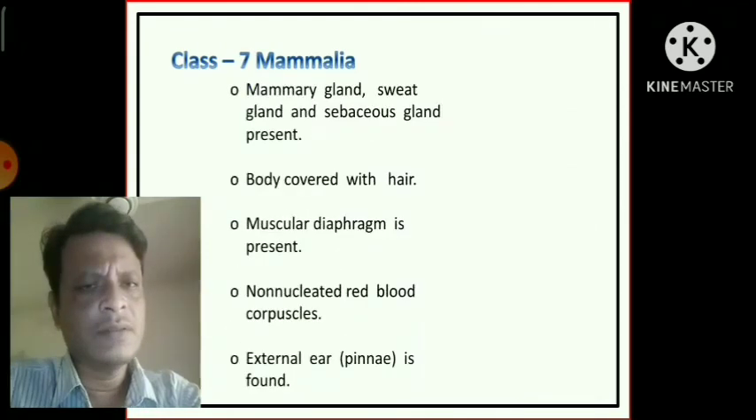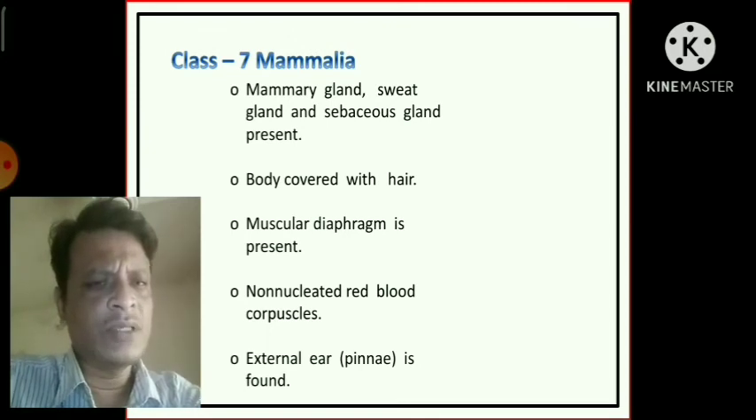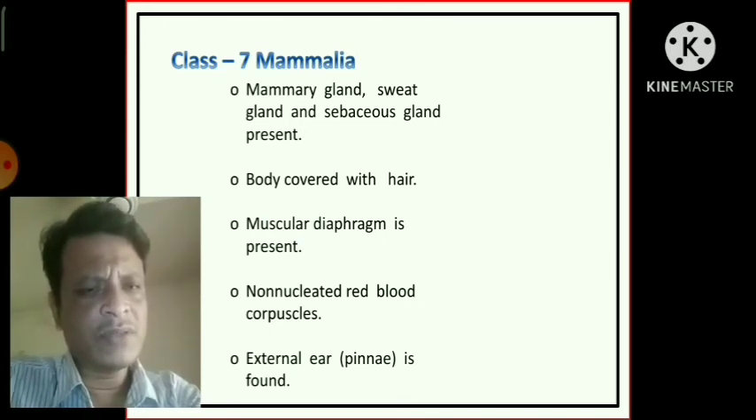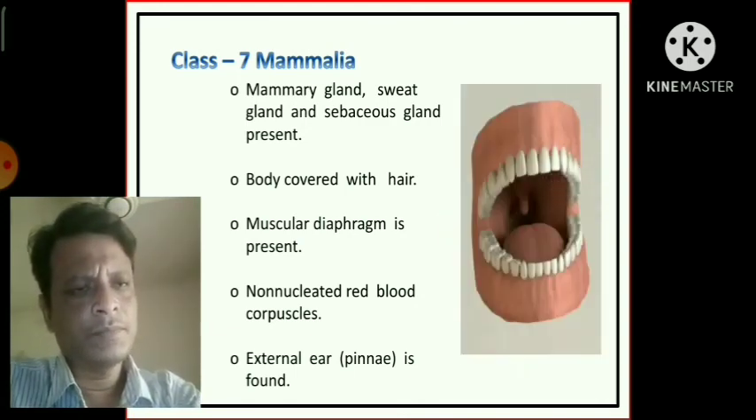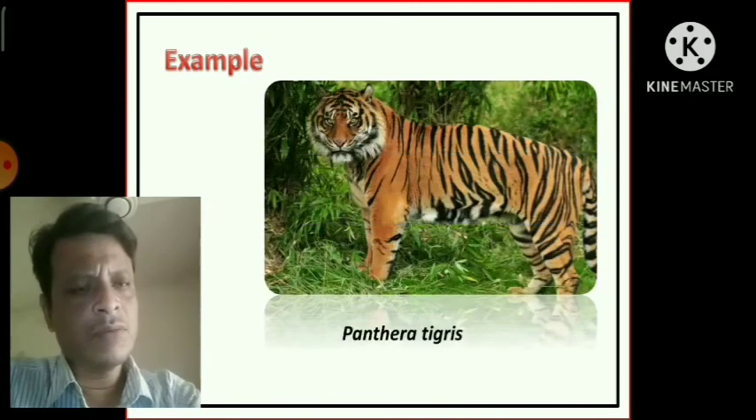Now the mammals. This is the Mammalia class. Mammary glands, sweat glands, and sebaceous glands are present. Body covered with hair. A muscular diaphragm is present, and non-nucleated red blood corpuscles are present. External ear or pinna is found. Now the example, the Panthera tigris.